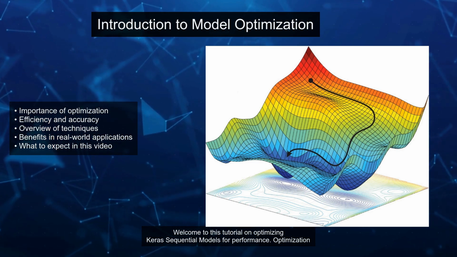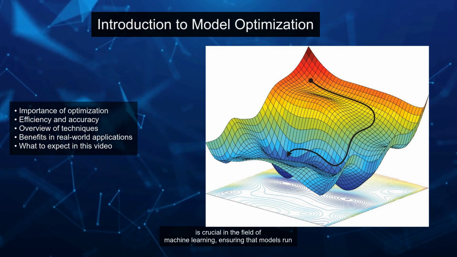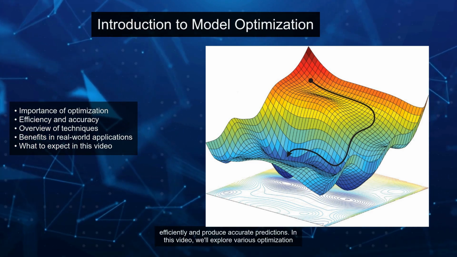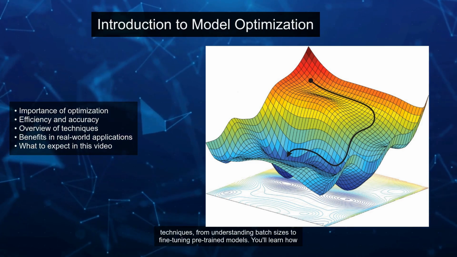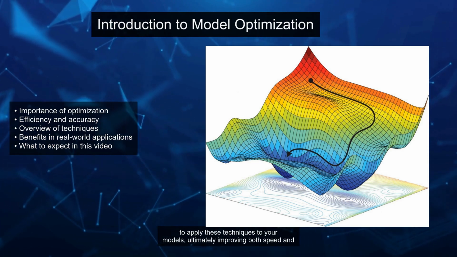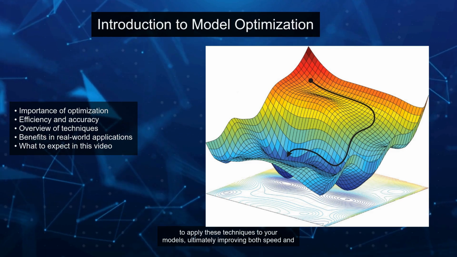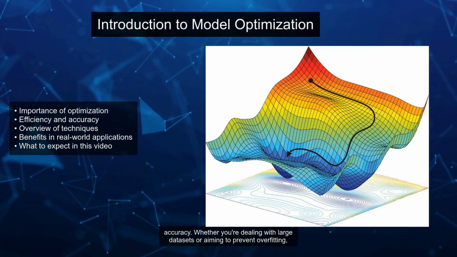Welcome to this tutorial on optimizing Keras sequential models for performance. Optimization is crucial in the field of machine learning, ensuring that models run efficiently and produce accurate predictions. In this video, we'll explore various optimization techniques, from understanding batch sizes to fine-tuning pre-trained models. You'll learn how to apply these techniques to your models, ultimately improving both speed and accuracy.